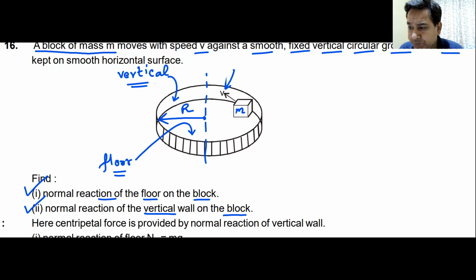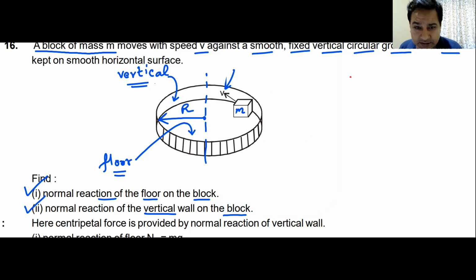Well, I hope everyone has tried the question. Let me help you out in solving this. How are we supposed to do this? Well, we only have one way. We need to draw the free body diagram. Let us first draw the free body diagram, drawing all the forces.